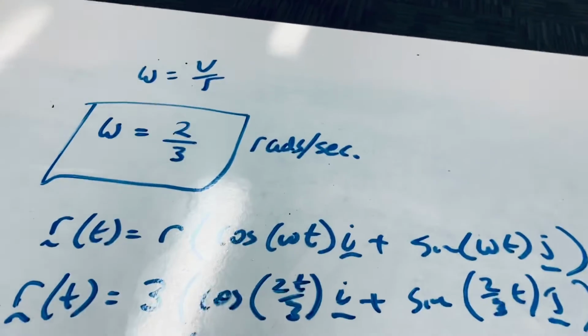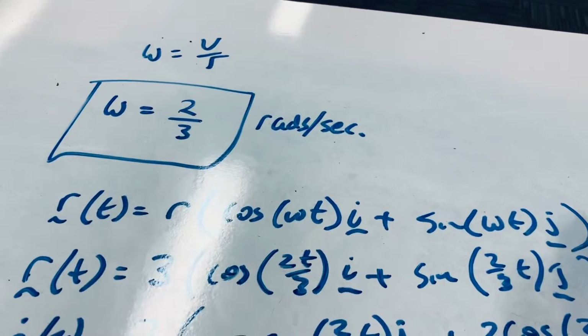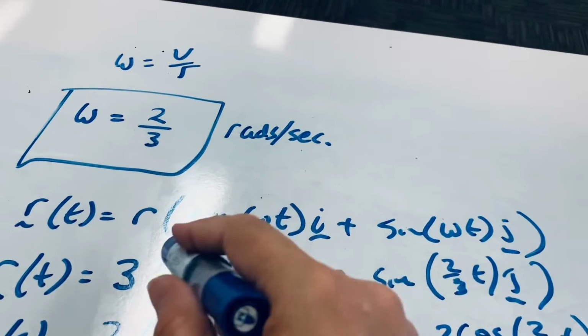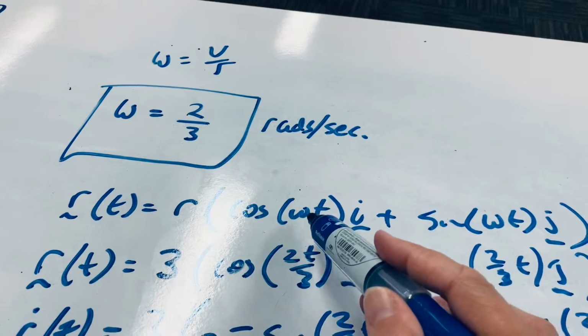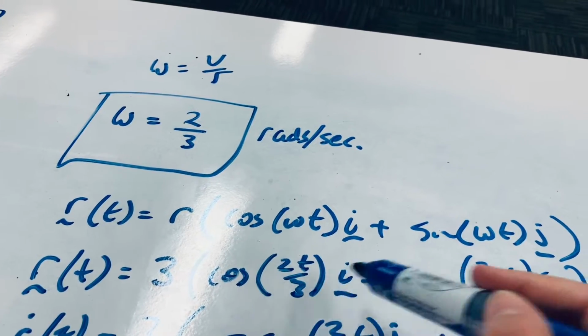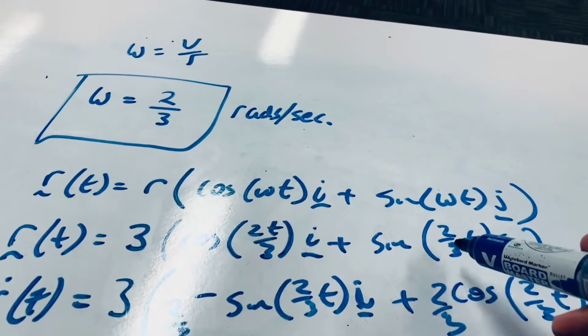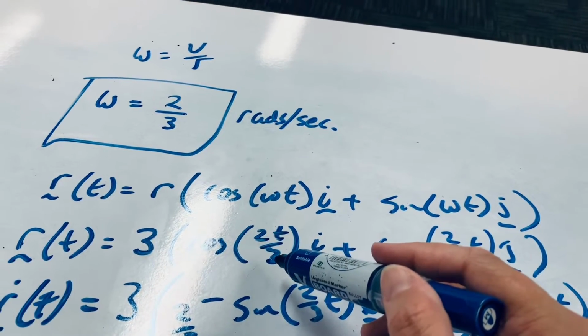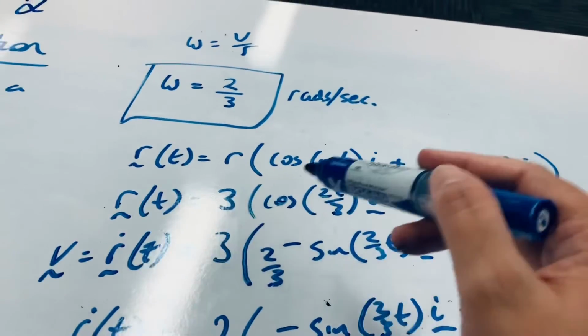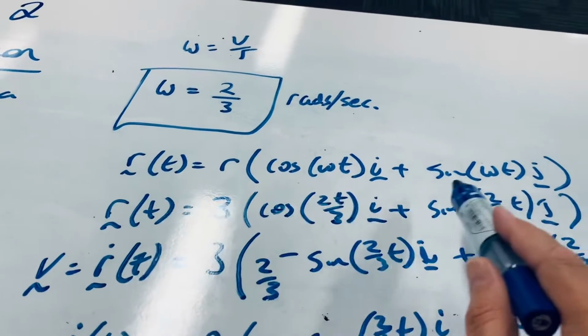We then put down our first rule at the top here, and then we substitute it straight in. R is 3, angular velocity is 2/3. Whether you write it as 2/3 t or you do 2t on 3, both are correct. So that's our position vector.